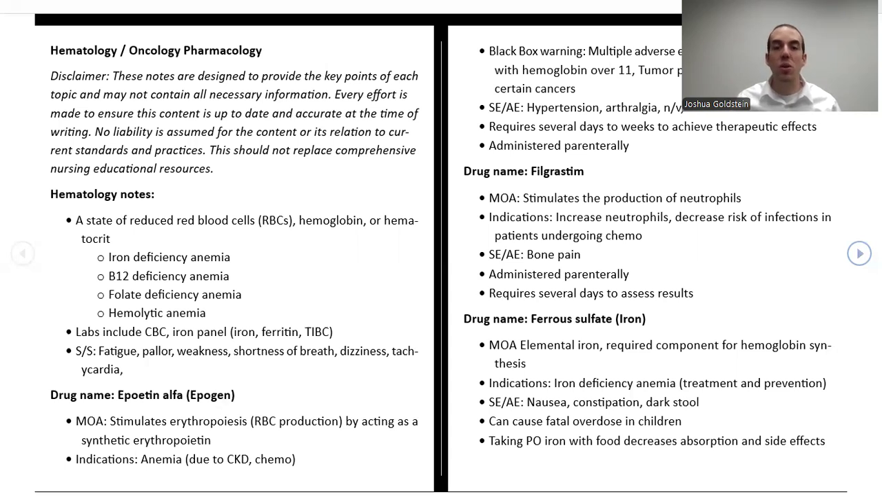Also, this medication could cause a dark, tarry stool. That's completely normal. Nothing we need to do about it. You just need to tell the patient to expect that so that they don't freak out. This medication does have a black box warning that it needs to be kept away from children because it can cause a fatal overdose in children.